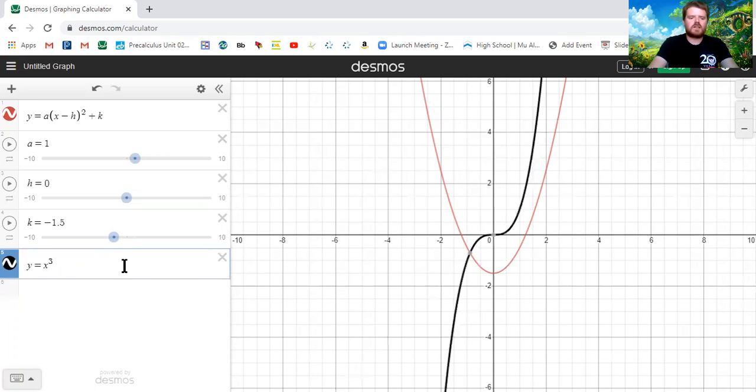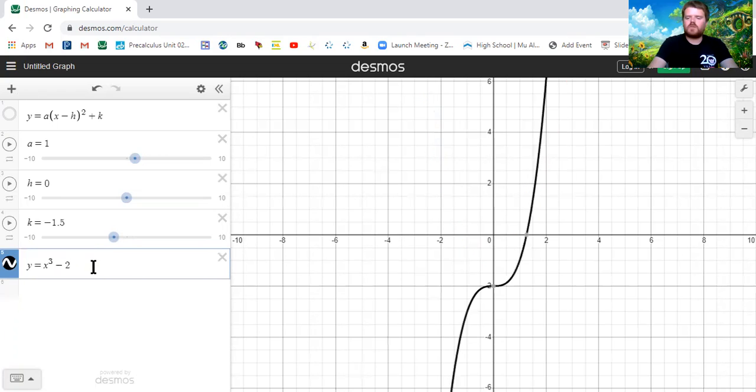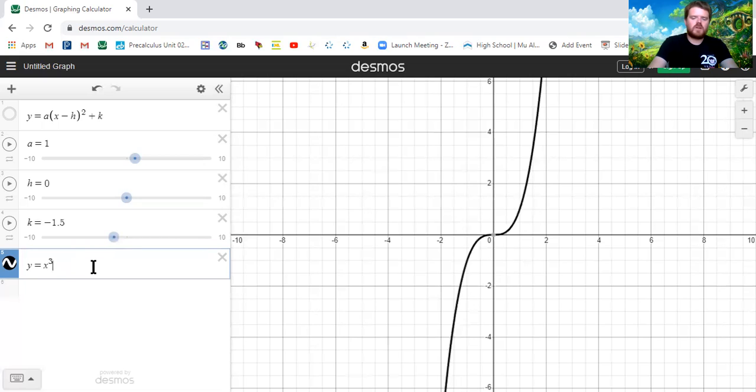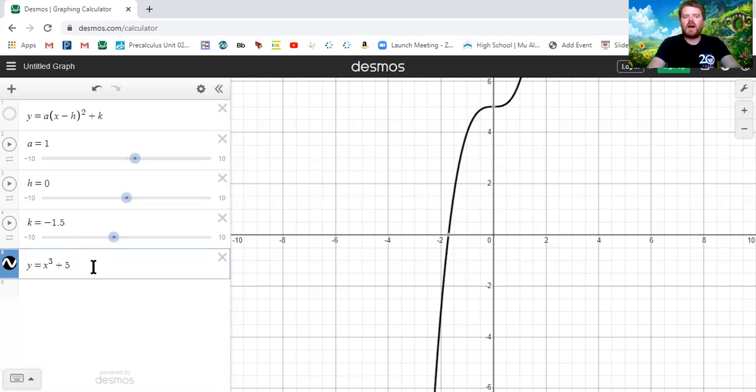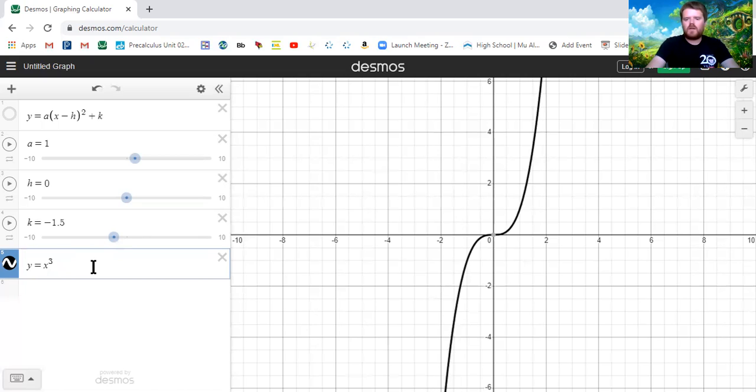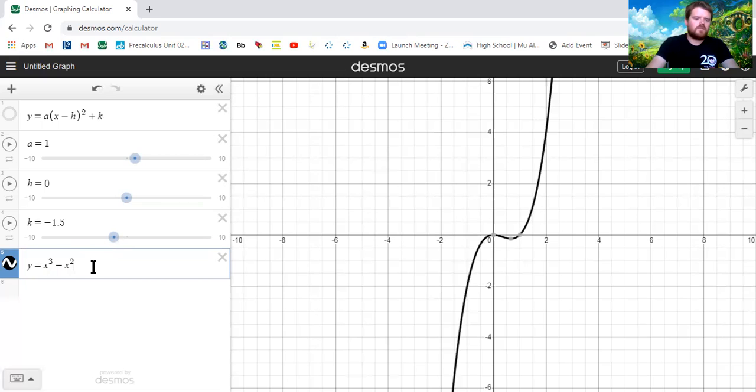So y equals x cubed, for instance. If I ask you to move that down 2, you do minus 2. Ask you to move it up 5, you do plus 5. So whatever value is on the very right, the constant not associated with the variable, that's shifting your graph up and down. I'm starting with the parent functions here, but it doesn't have to be.